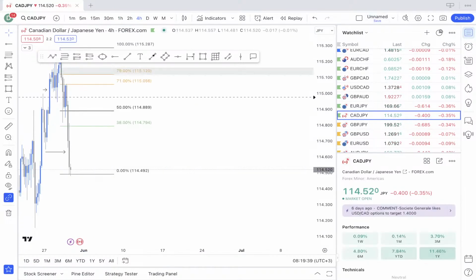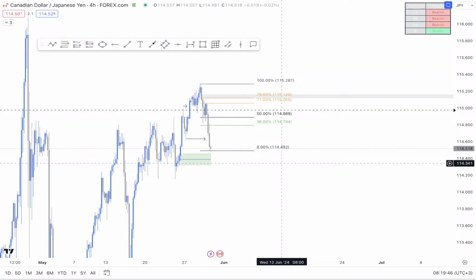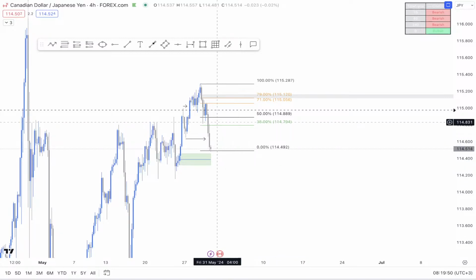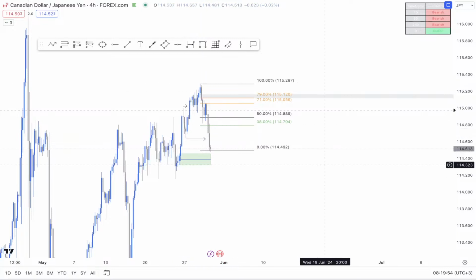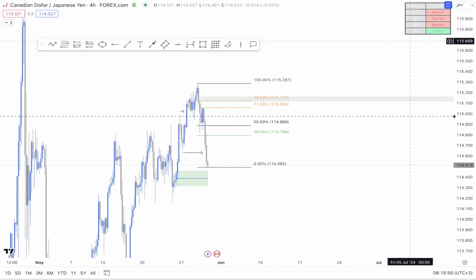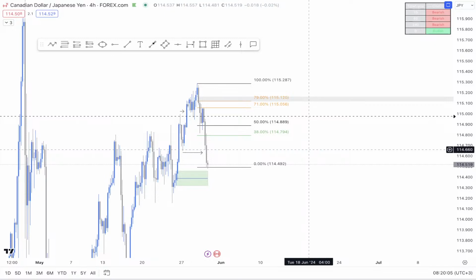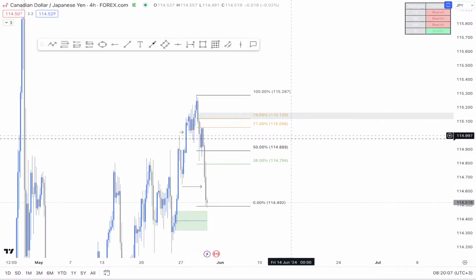And lastly, we have CAD JPY with another bearish setup looking pretty similar to the previous one, Euro JPY, if I'm not mistaken. Right here we have once again a liquidity sweep followed by an aggressive break towards the downside. So pretty much we have a bearish shift in momentum. The 4-hour is bearish on the trader graph. We have a nice and aggressive break towards the downside here because it left imbalance behind.